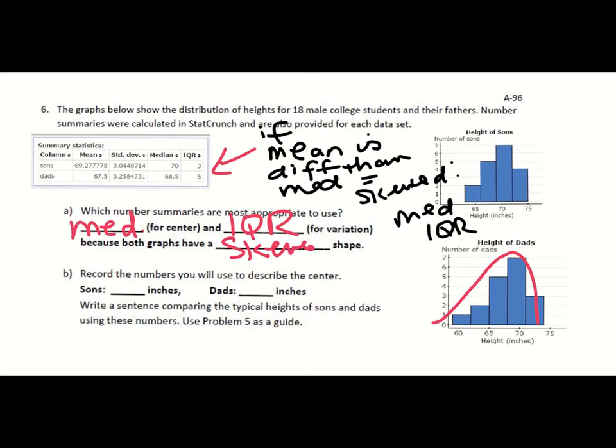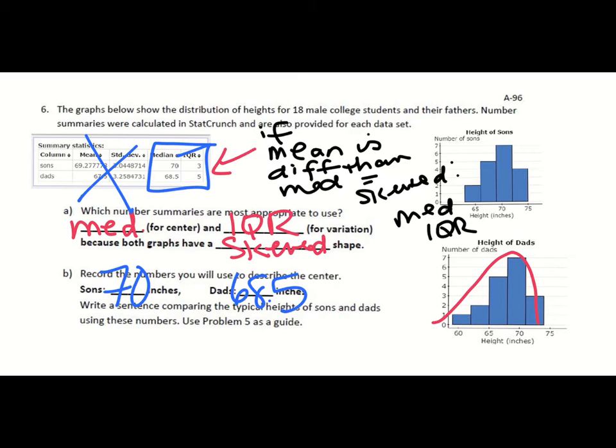Now, the ones for the son is a little bit closer. You can see the 69 is a little closer to the 70. So this is a little more symmetric. It's almost symmetric. Whereas this one's 67.5 and 68.5. This one's a little more skewed. However, they're still not exactly the same. So this is more skewed than anything. So it says record the numbers you will use for the center. So we are basically going to use your median and IQR information. We're not going to use those. So we're going to use 70 inches for the son, and we're going to use 68.5 for the dad.